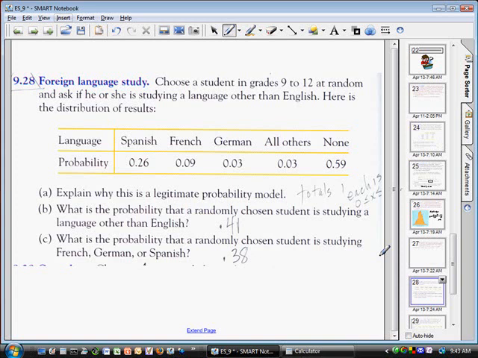Second, what's the probability that a randomly chosen student is studying a language other than English? I just asked you that. 1 minus 59%, right? Or you could add up Spanish, French, German, and others. Both ways you should get 0.41 or 41%. What's the probability that a randomly chosen student is studying French, German, or Spanish? Well, that would just be the sum of those three individual probabilities, and that would be 0.38.